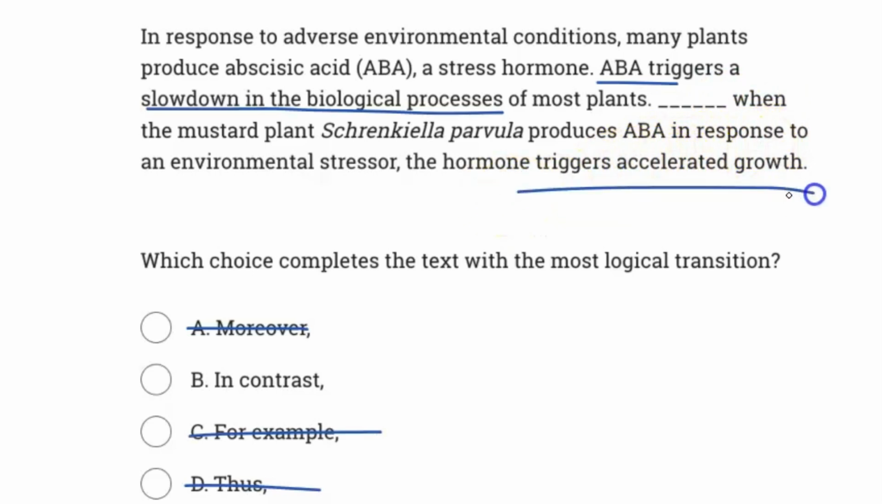But in this case, it says it triggers accelerated growth in our mustard plant, right? Therefore, the right answer must be in contrast, right? Because in contrast basically signals an unexpected difference in how the mustard plant actually responds to ABA compared to most other plants. It's a contrast, right? You're comparing the two things. And so that's why B is the correct answer.